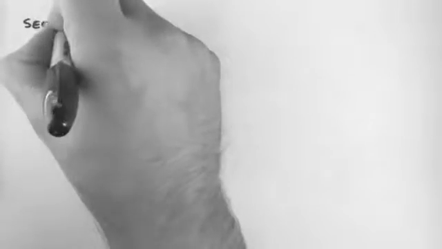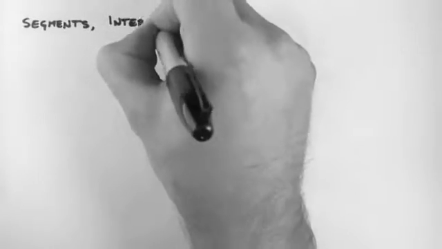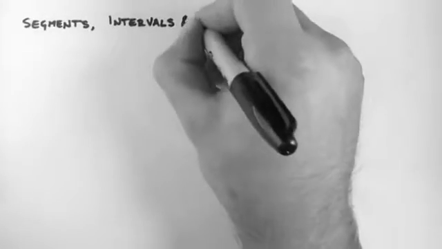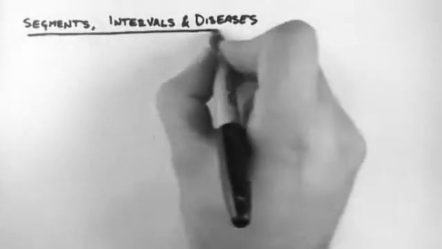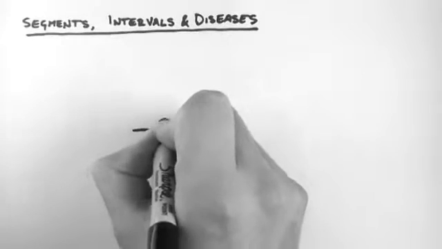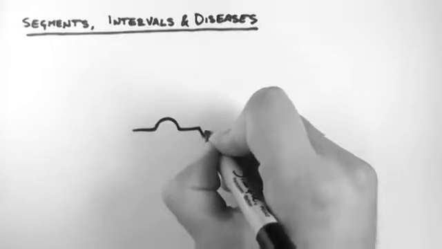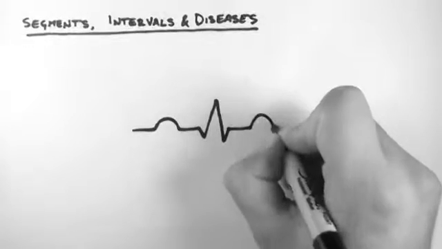Hi, in this tutorial I'm going to talk about segments and intervals on the ECG trace. And I'm going to talk about the diseases associated with changes in the segments and intervals. So first of all, I'm going to draw up a standard ECG trace. This trace is typical of lead 2.